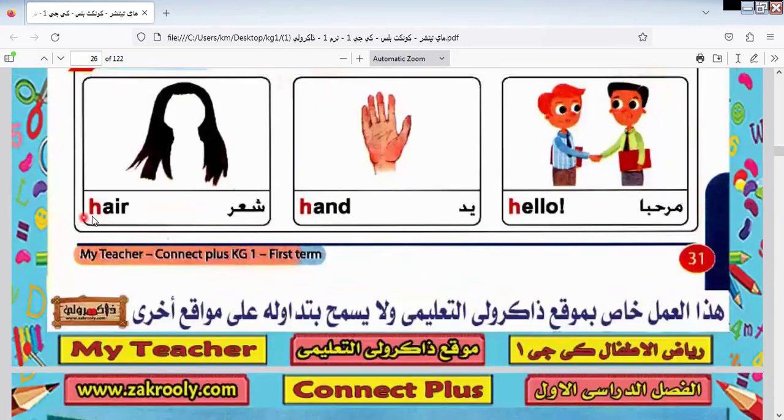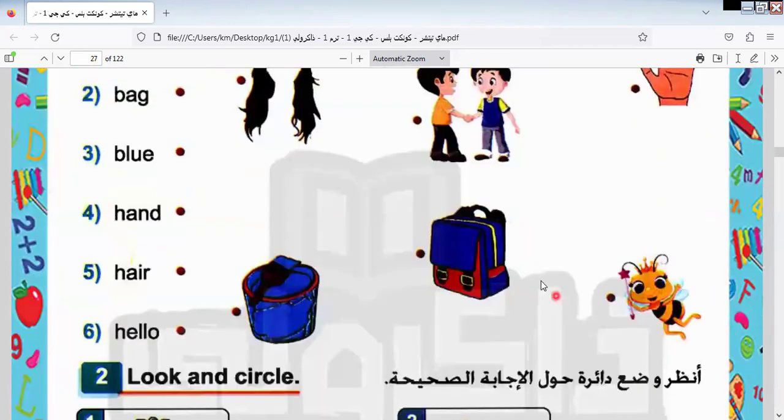Okay. Here we have hair, letter H, hair, hand, and hello. Hair, hand, and hello. I think you took hello in the connect. Okay.